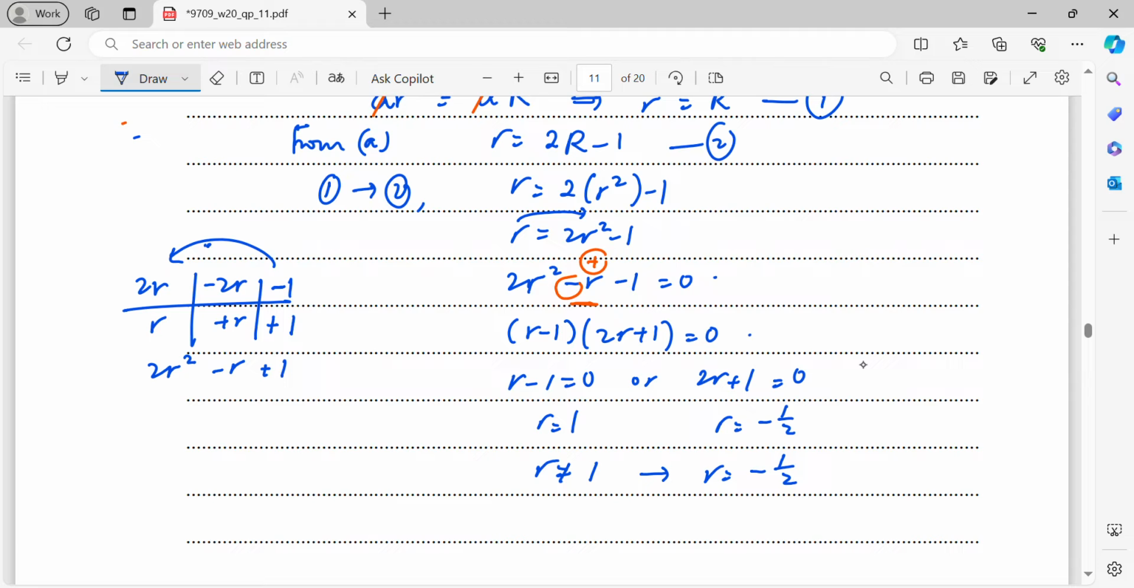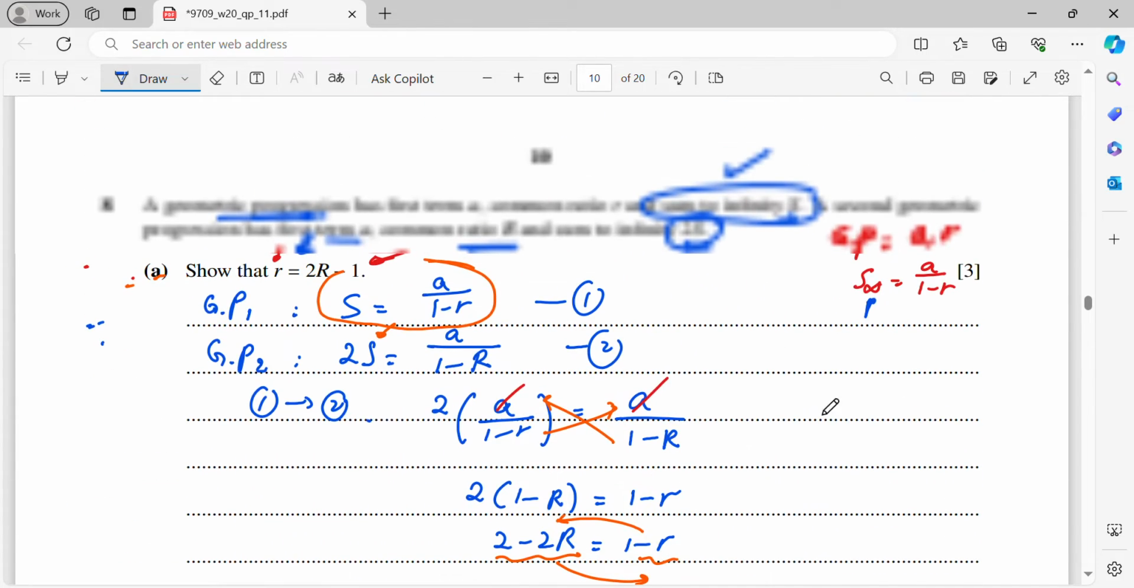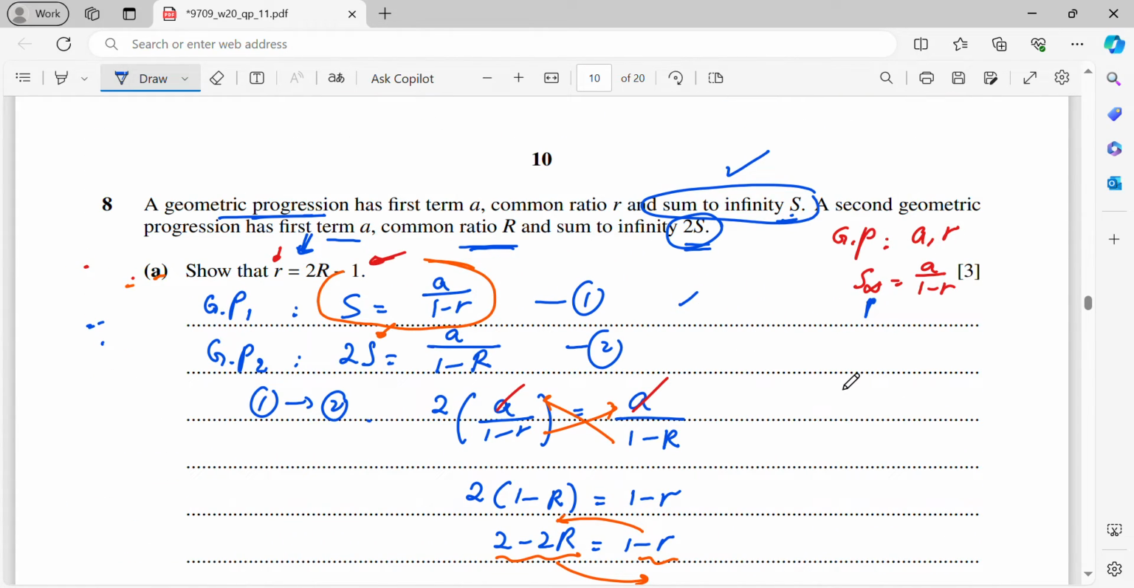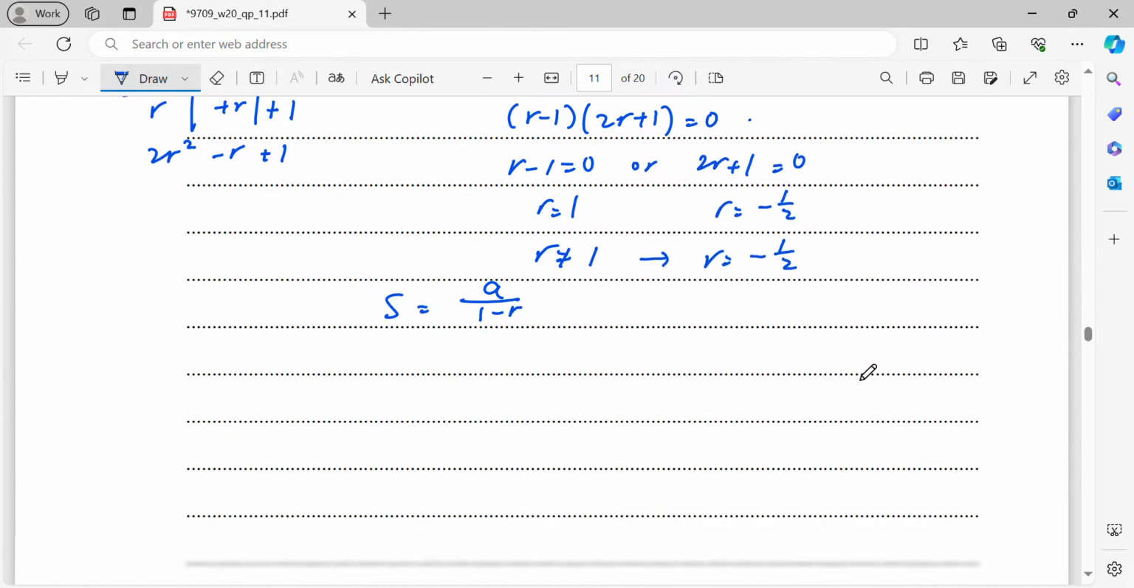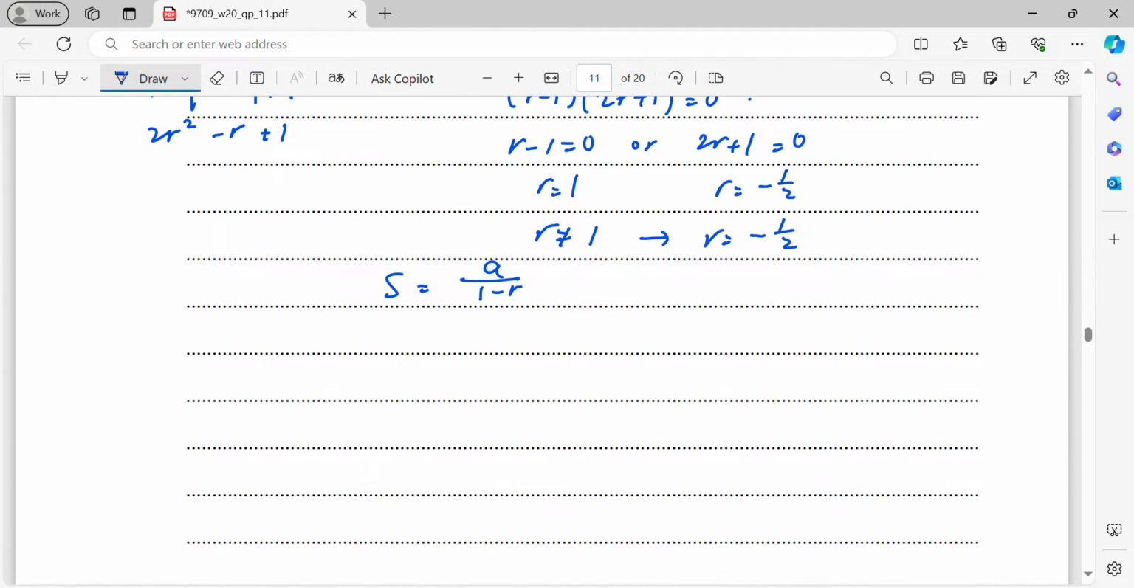So then your S is a over 1 minus r. Here we have found it in the previous part, which is the first equation. Therefore, now just replace the r value and then you will get the answer in terms of a. So this is going to be a over 1 minus half. So 1 minus half is 3 over 2. So I will get a divided by 3 over 2. So now simplify it, it will be 2 over 3 a. So that is your S.